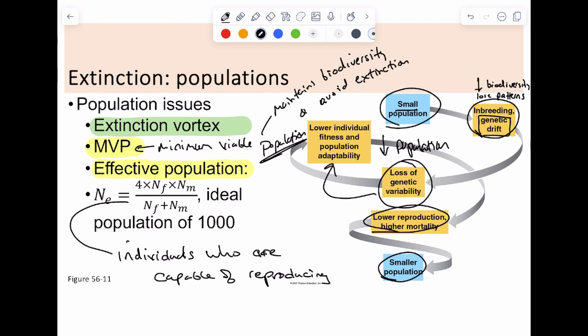which also further complicates this. It's not as straightforward as how many are there, because you also need to ask, what are their ages? Can they reproduce? Are there other things that are influencing them that might prevent them from reproducing?